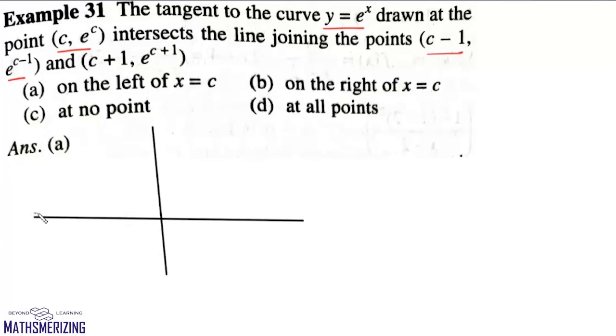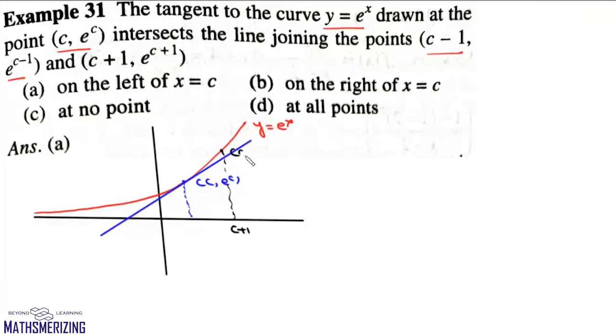and then this is our graph of y equals e to the power x. Now we have a point on this curve which is (c, e^c). Now we'll draw the tangent to this curve at this point, and then it says we have two more points given by c plus 1. This is (c plus 1, e^(c plus 1)), and then this point which is c minus 1.